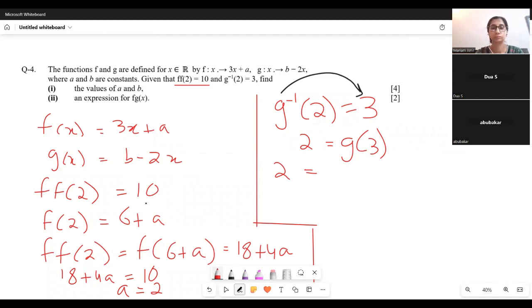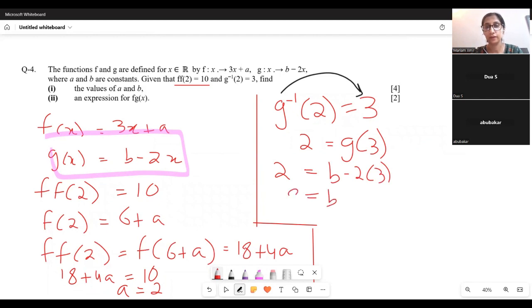Miss G3 होगा. B-6. Very good. It's going to be B minus 2 times 3, which is B minus 6. So B is 8. So A came out to be 2 and B came out to be 8. That was the requirement of part.